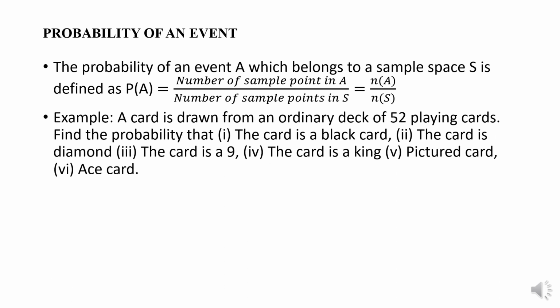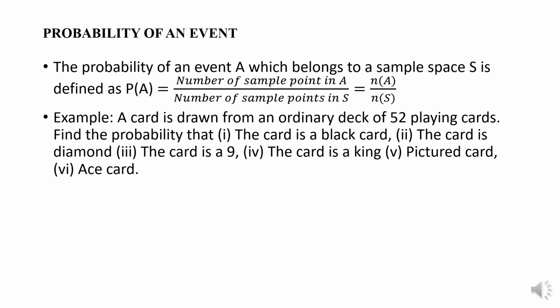So let's talk about an example. Let's take an example where a card is drawn from an ordinary deck of 52 playing cards. Find the probability that, number one, the card is a black card, the second one, the card is a diamond, the third one, the card is a nine, the fourth one, the card is a king, the fifth one, picture card, and the sixth one, ace card. So we solve them one by one.